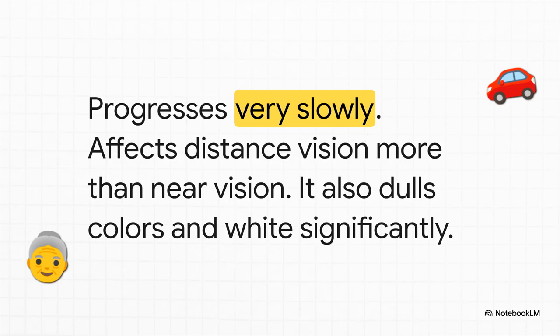All right, let's get a little more specific because not all cataracts are the same. There are really three main types you'll see. First is the nuclear cataract. This is the classic one you see in older folks. It's slow, it messes with distance vision way more than near vision, and it makes colors look dull and faded. This is why you might have an 85-year-old patient who can still read the newspaper perfectly fine, but they can't see a street sign to save their life.